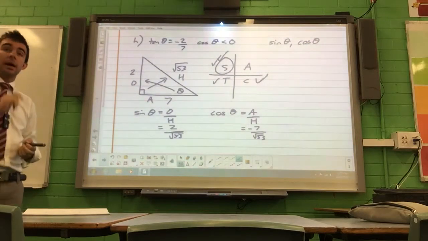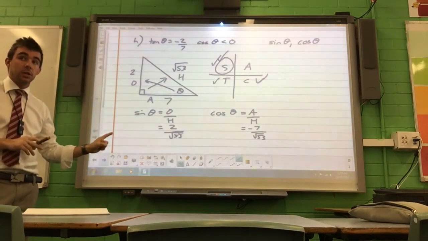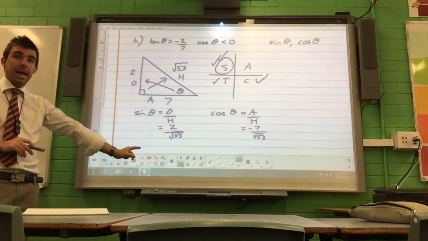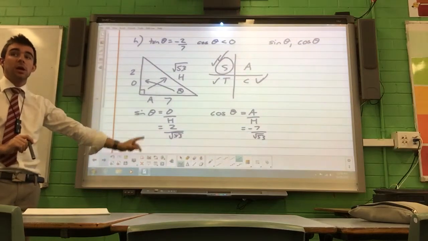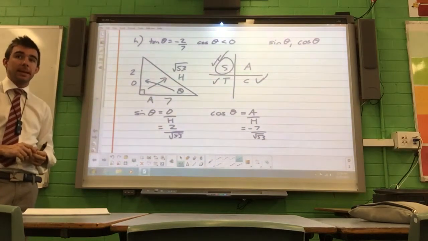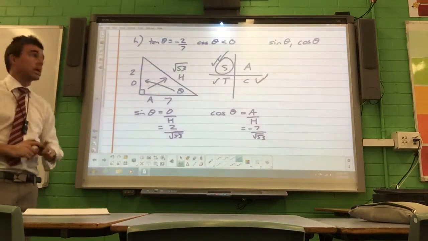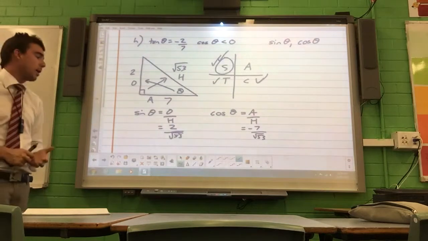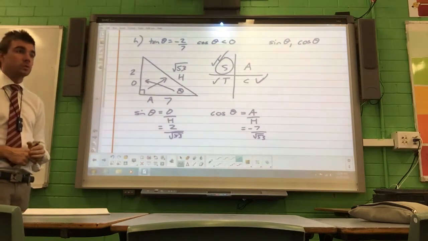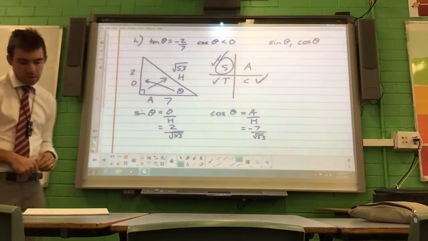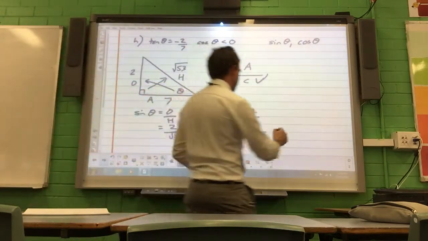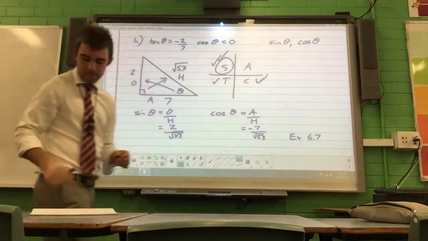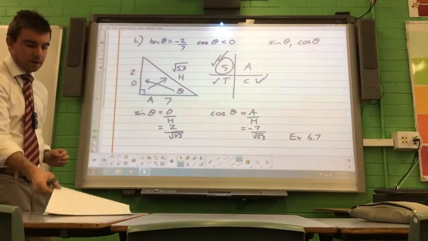Now, in the past you have covered the skills of rationalising the denominator. This question is not requiring you to do so. Only if the question asks you to do so do you go ahead and rationalise. Otherwise I'm just testing the ability to write the correct fractions, not that you write them with a rational denominator. Alright, so 6.7 can now be attempted.